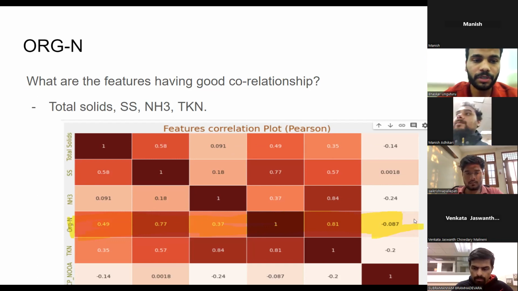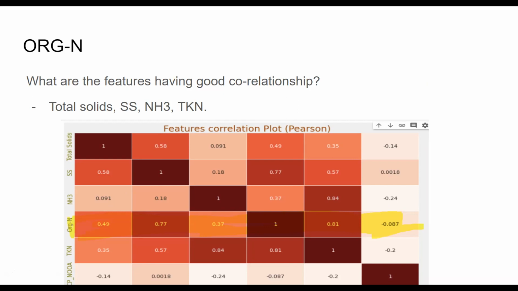Myself Ashok Kumar. I'm here explaining two features in this project, ORGN and PTOT. Coming to ORGN, these are the features having a good relationship. As we know, total solids, SS, NH3, TKN have good correlations with the ORGN.